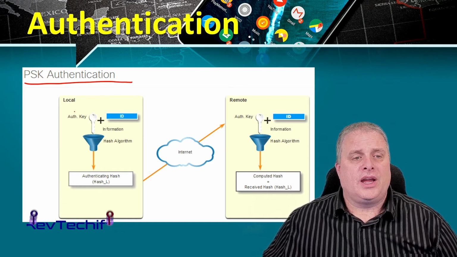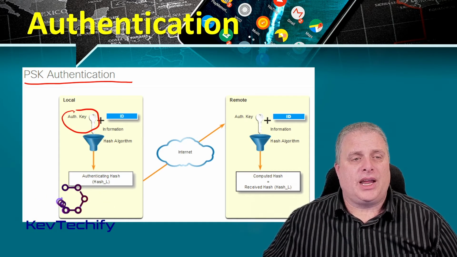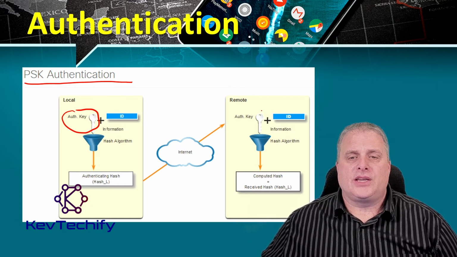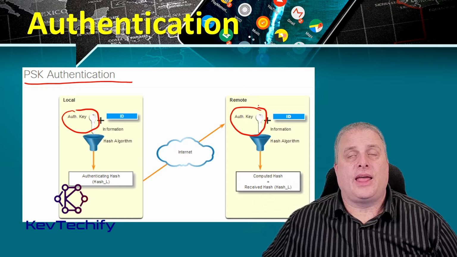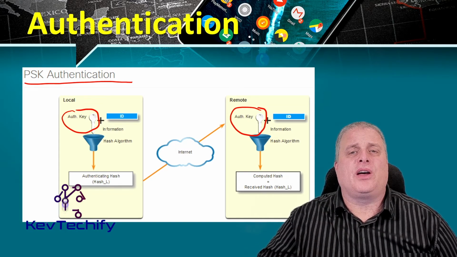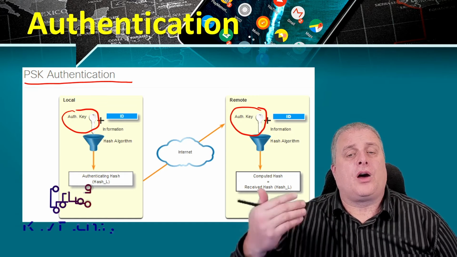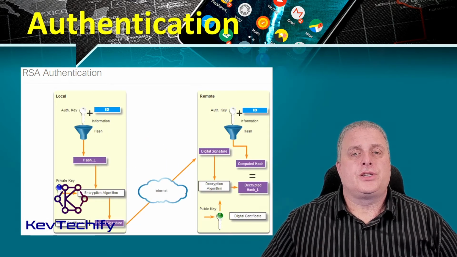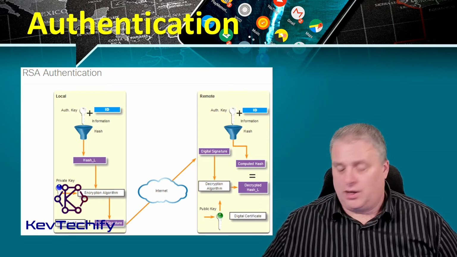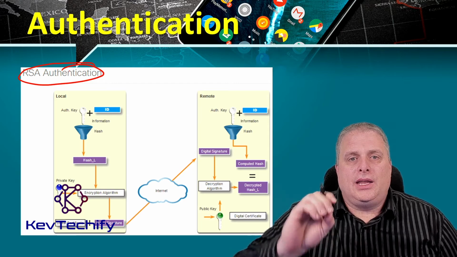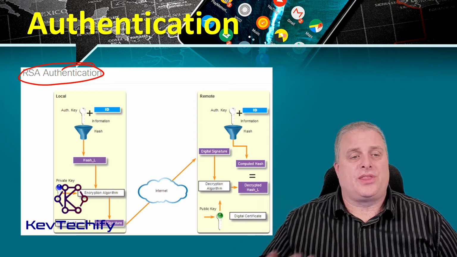So here we have the authentication key. Somebody has to go and manually enter it in this local device. Somebody has to go and enter it in at that remote device. That pre-shared key is combined with other information to form our authentication key. For Rivest-Shamir-Adleman authentication, also known as RSA authentication, it uses digital certificates to authenticate the peers.